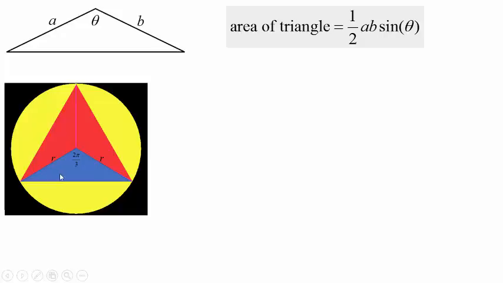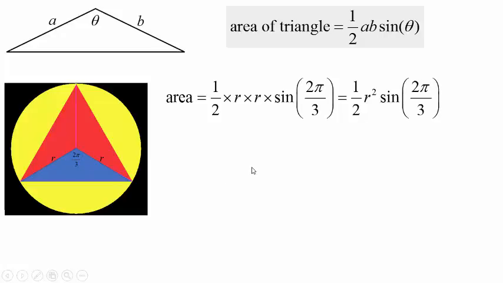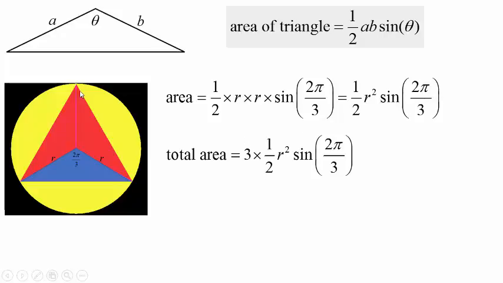Now, for our situation, for the blue triangle here, our a and b will be R, the radius, and our angle theta will be 2 pi on 3. So making those substitutions, this is what our formula becomes. A half times R times R times sine of the angle, and that simplifies to a half R squared sine of the angle. The total area, that means the area of the equilateral triangle, is just three of these smaller triangles. In other words, 3 times what we obtained in the previous line.